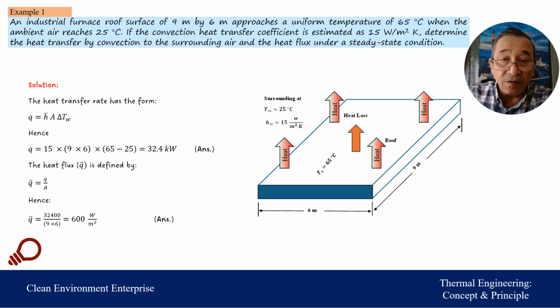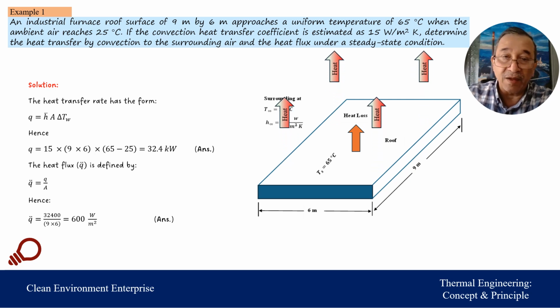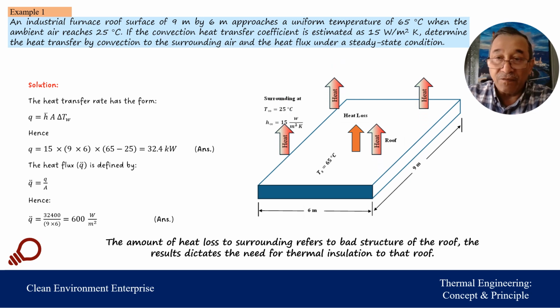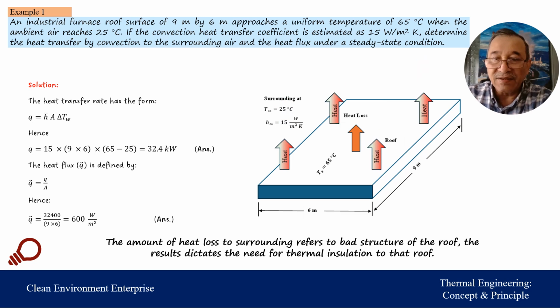If you look at the value of heat loss, it seems that a considerable amount of heat is lost from that furnace. Then a revised design should be made for that furnace. Only from the roof is more than 32 kilowatt, and that means we need a revision for the design, and especially for the thermal side, the insulation. And I think we need to use more insulation material to minimize the heat loss from that furnace.